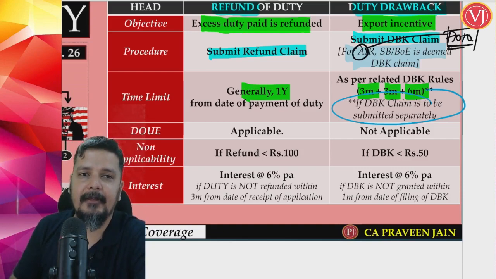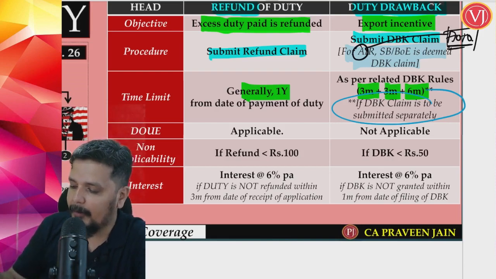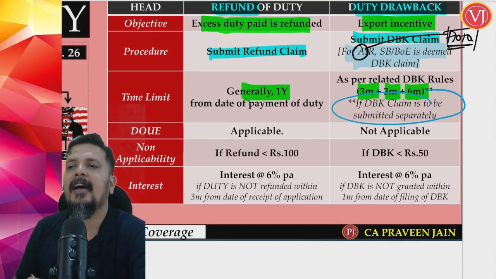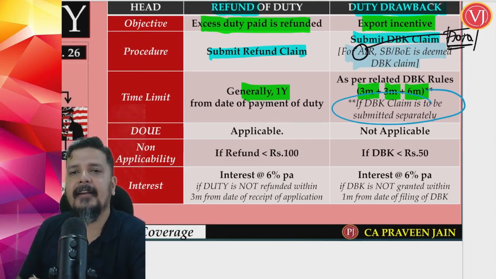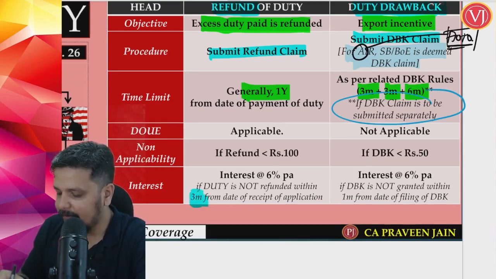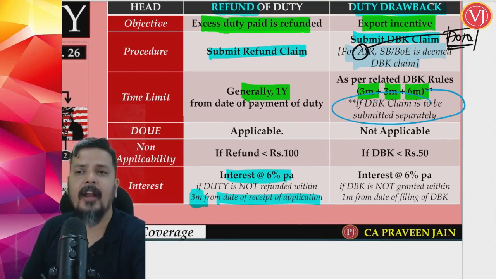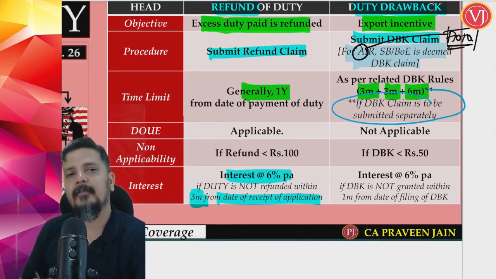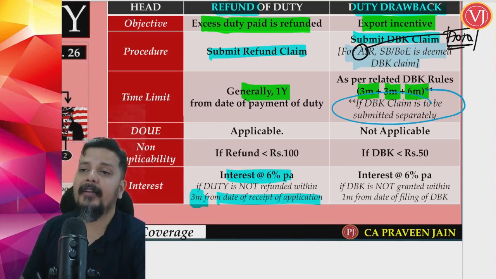Once you make a refund claim or a drawback claim, the department has to give you the refund or the drawback. What is the time limit for the department to give the refund or drawback? There's no direct time limit, only an indirect time limit. From where will interest start? You have to make a refund application within 1 year in customs, and the department has to give you the refund within 3 months. If not, interest will start. The government is giving you 6% per annum. Now, drawback is very fast.